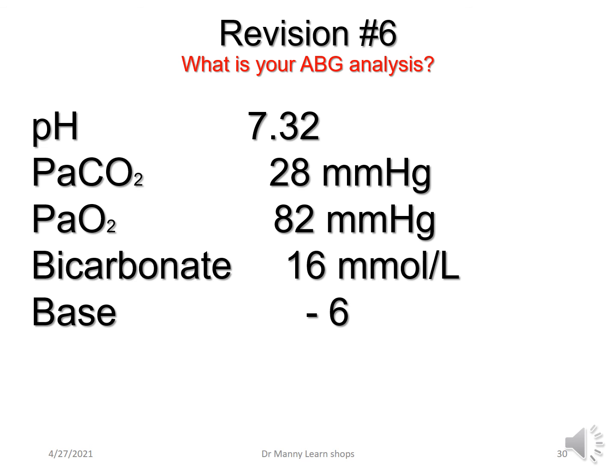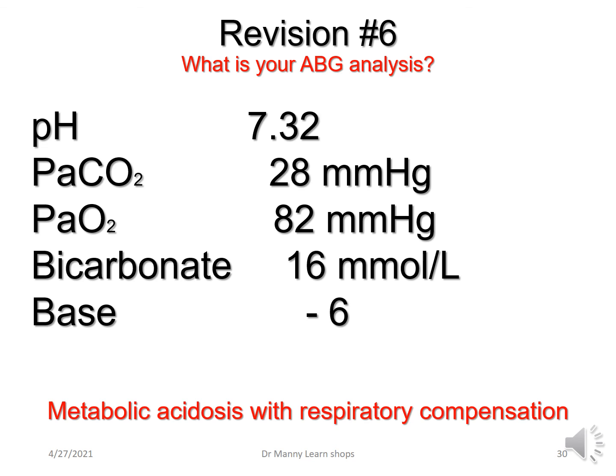Bicarbonate is low, base is low. It's a base deficit. You're using up bicarbonate for some reason. This is now a metabolic acidosis. So it fits the pH picture. The pH picture, acidemia, metabolic acidosis. So this is a metabolic acidosis. And remember, we said the compensation is typically opposite. So you've got the lungs hyperventilating, alkalosis. So this is going to be a metabolic acidosis with respiratory compensation.